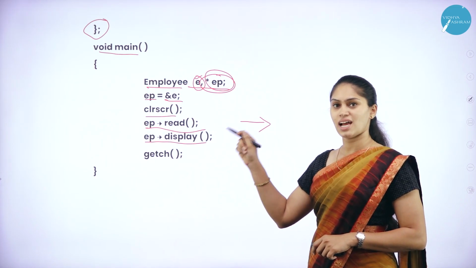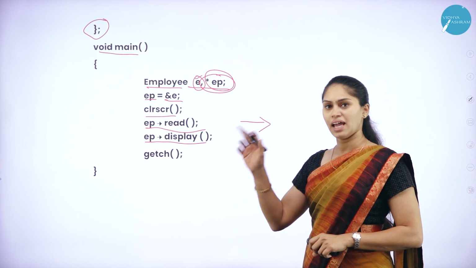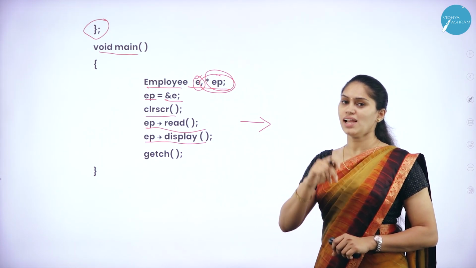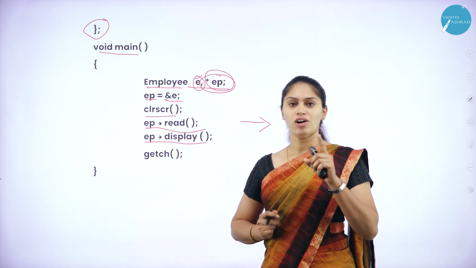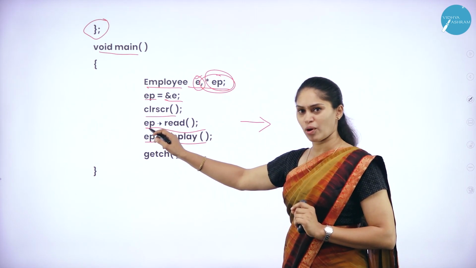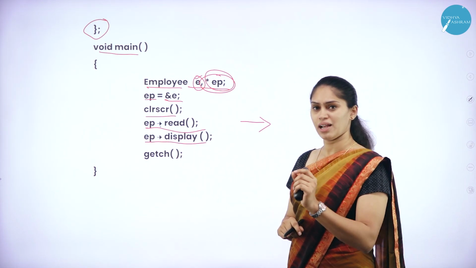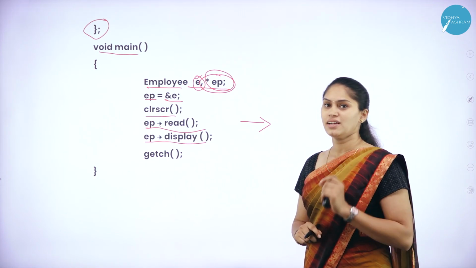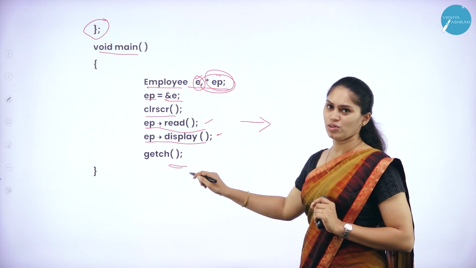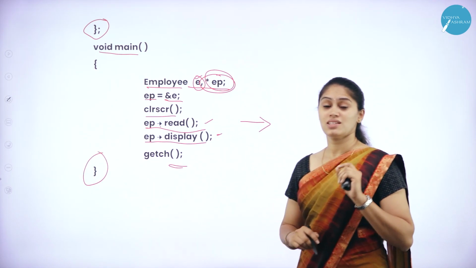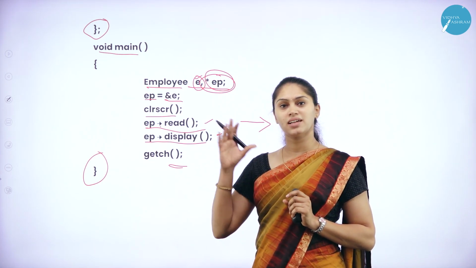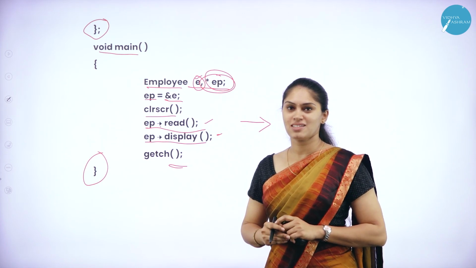In order to access that read and display function, I must use the object name, that is the pointer object, along with the arrow operator. That will help me to access the member function of an employee class. Here you can see that EP is a pointer object and the arrow helps me to access the member functions of the class employee, and the member functions are read and display. I am going to end the main function. So this is how a pointer object is going to help me fetch the details of a class. I hope you understood this program.